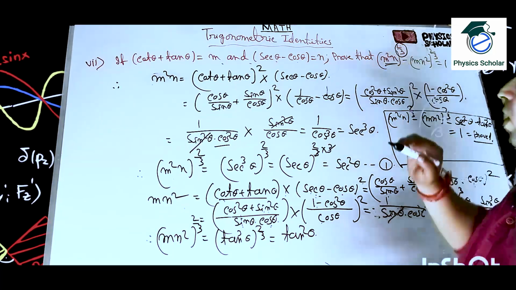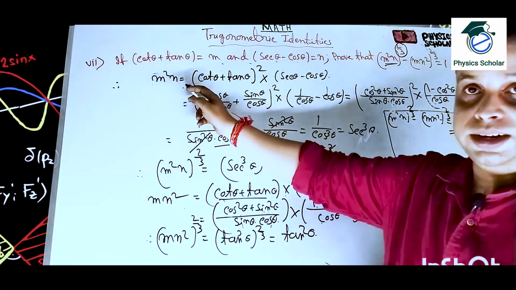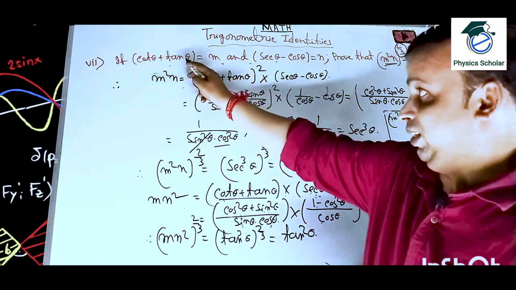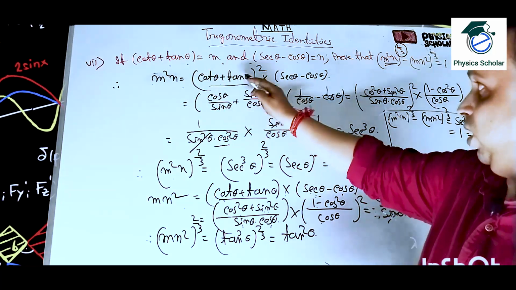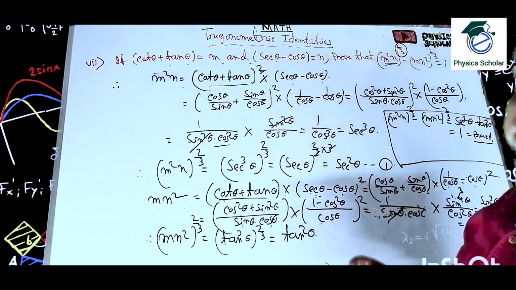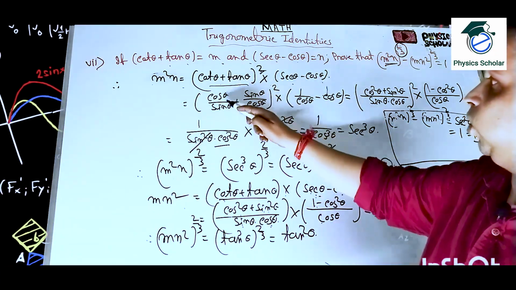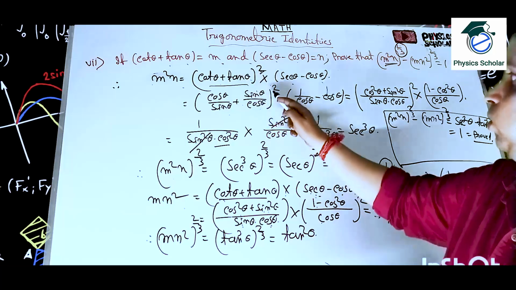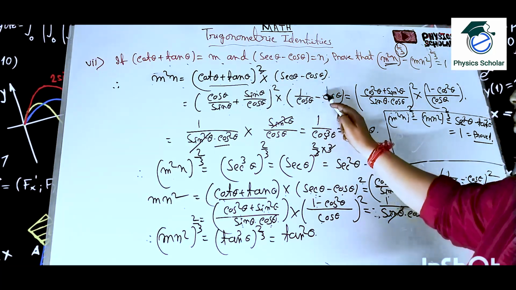Forget about the whole to the power 2 by 3 first; take m square n. Clear? So what is the value of m? Cot theta plus tan theta, whole square, into n, which is sec theta minus cos theta. Cot means cos by sin, plus tan means sin by cos, whole square, into sec means 1 by cos, minus cos theta.